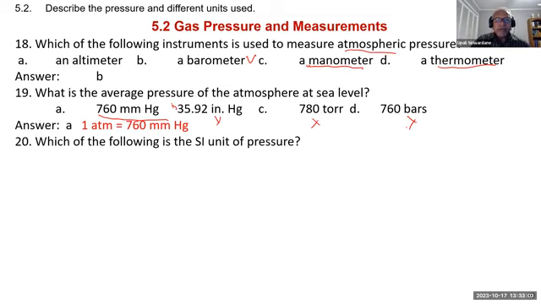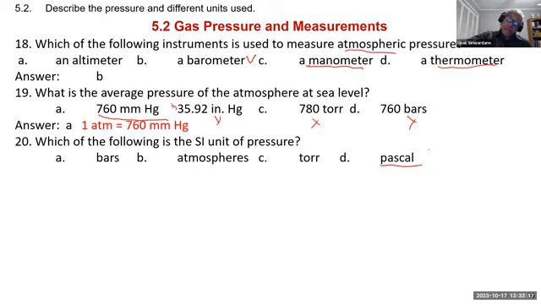Which of the following is the SI unit of pressure? I talked about it. SI units use Pascal. So we gave the conversion factor in the previous slide. Answer is D. SI unit uses Pascal to measure pressure.